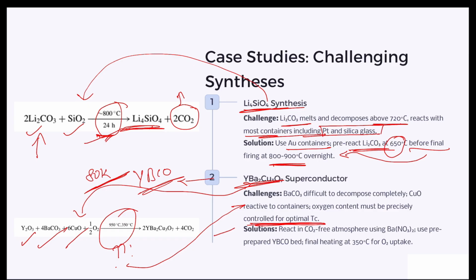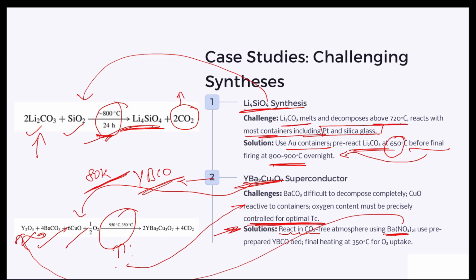So what we found, to resolve all this problem, is that we have to plan out this reaction in a CO2 free environment. We have to use a different kind of atmosphere or a different kind of starting material. So we use barium nitrate, we're going to heat it, and instead of barium carbonate, we are going to get the nitrate, because if it decomposes, it's not going to form CO2.